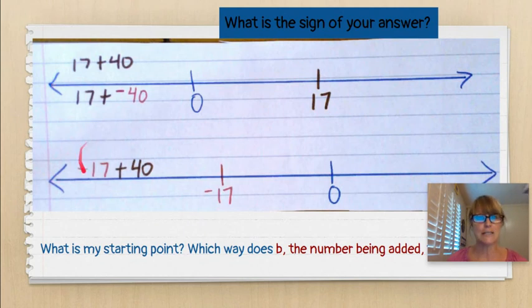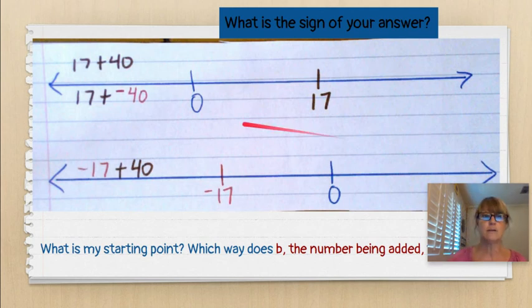If you start at negative 17 and you add 40, you're going to have to take 40 steps forward. So here's 17 steps forward. But you got to keep going. You haven't gone enough steps forward. So you got to go 33 more steps forward. You're going to land over here at positive 33.